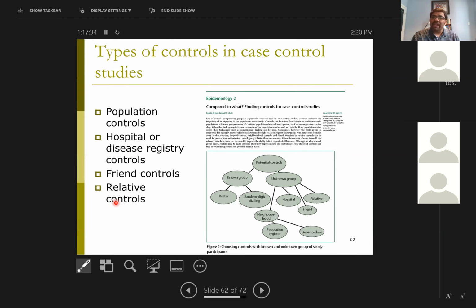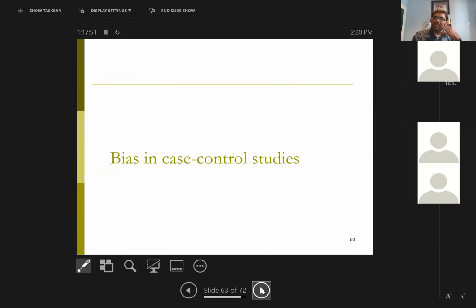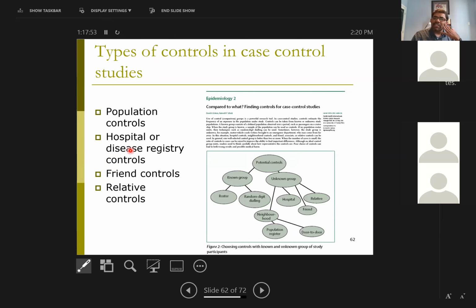You could recruit a friend. You could ask for a list of the case's friends and recruit someone randomly from that list. There's also random digit telephone dialing. You can dial random digits in the telephone and recruit someone from the population or the same district, and so on and so forth. And each one has its own limitations. The ideal control would be the population control if you could do it well. But in practice, it's hard to do.